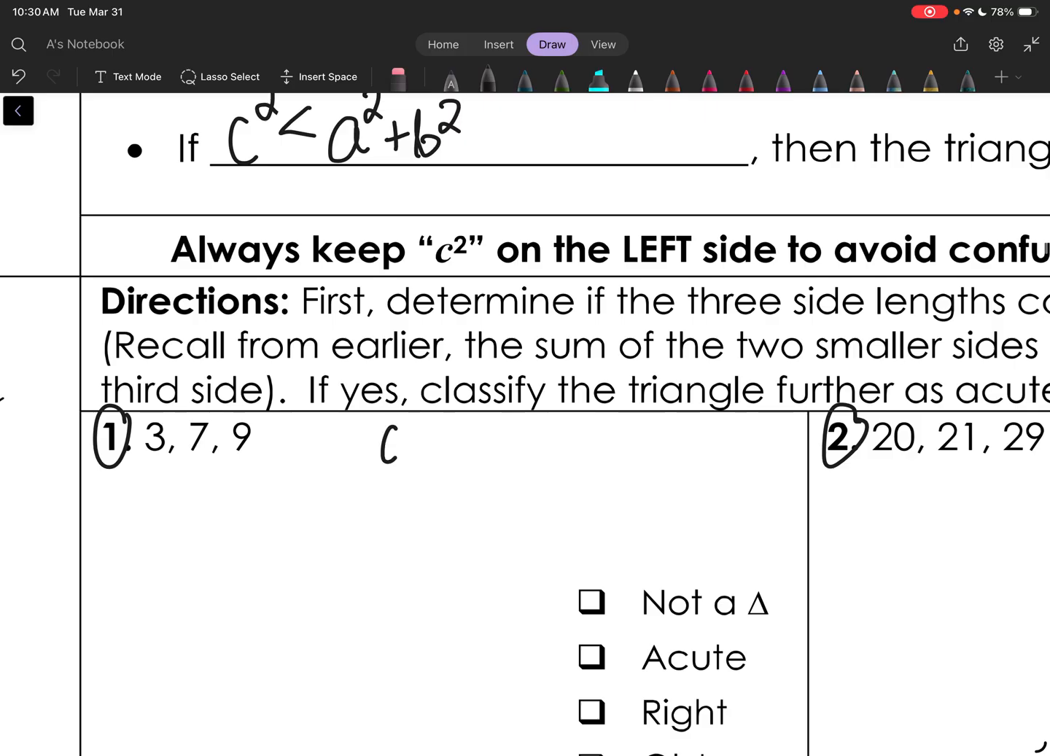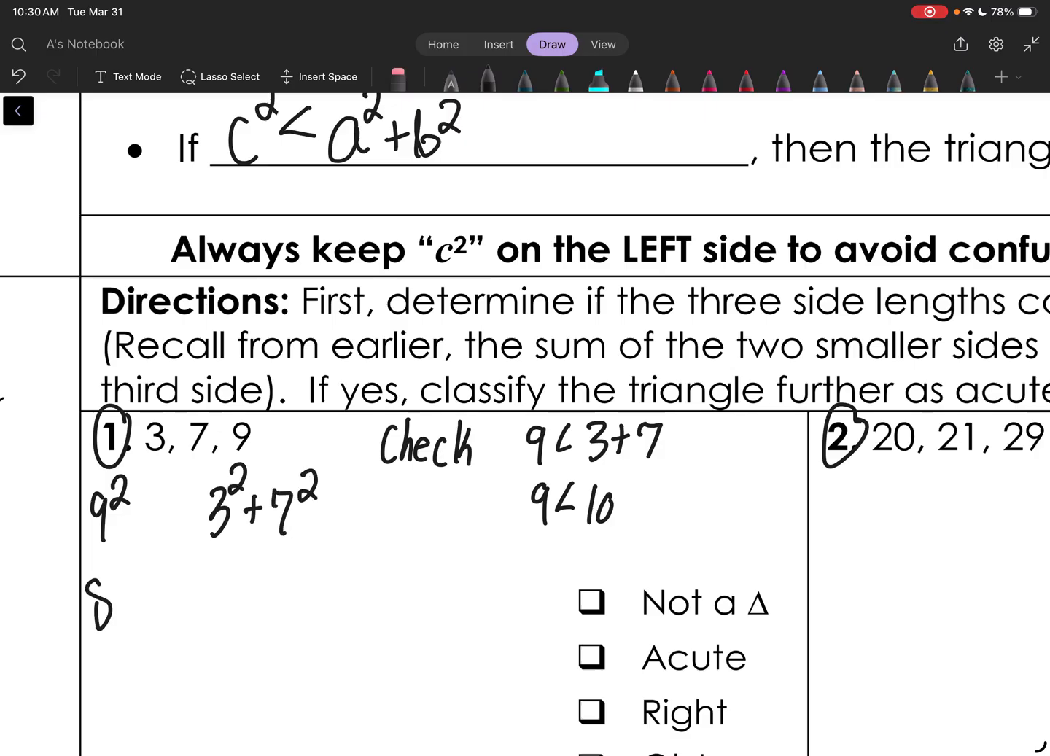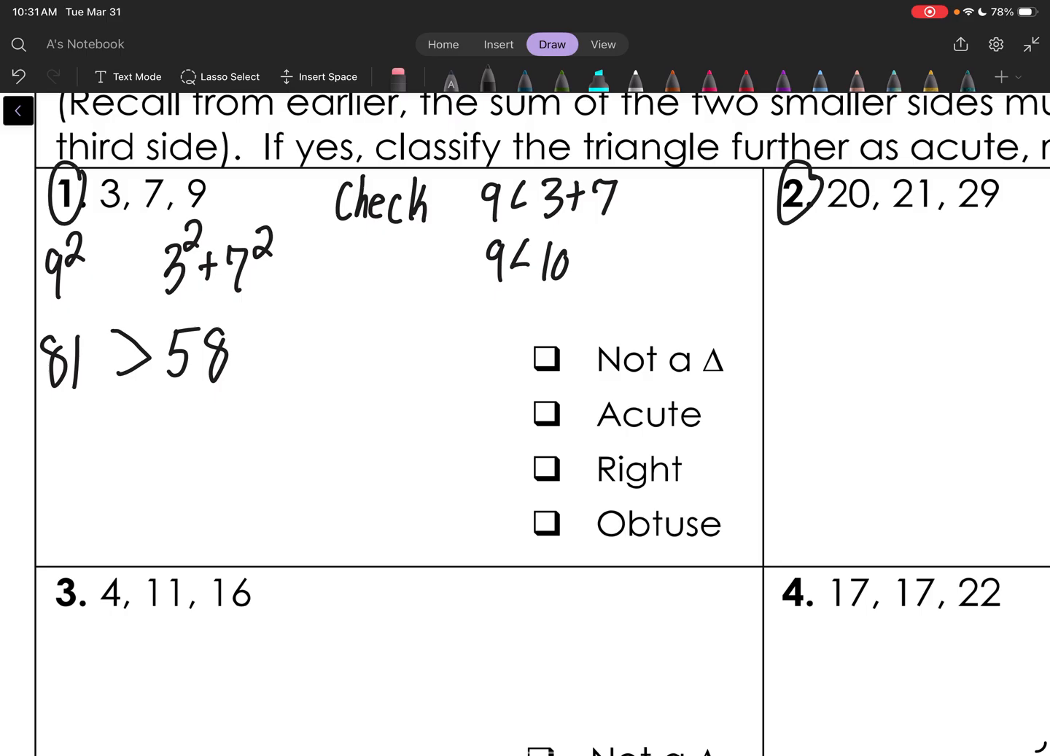All right, number one, I'm gonna do my check first. So 9 is less than 3 plus 7. 9 is less than 10. This is good. We do have a triangle, so 9 squared, 3 squared plus 7 squared. 81. This is 9 plus 49, 58. 81 is greater than 58, therefore this is obtuse.